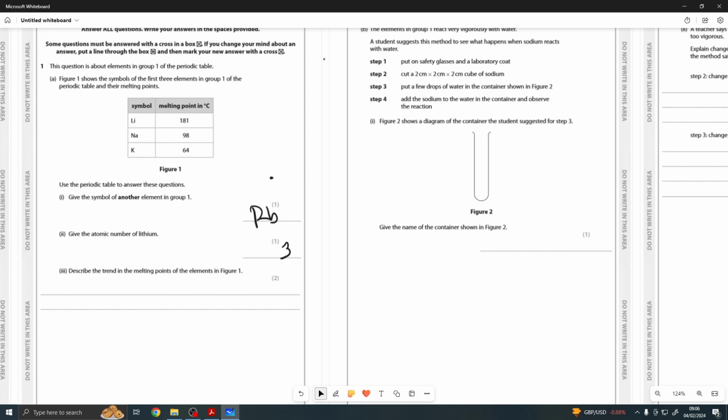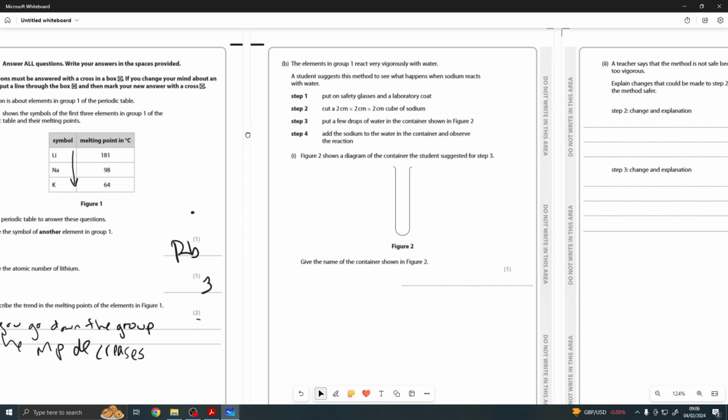Now it says, describe the trend of melting points of the elements in figure 1. It's 2 marks, so you're going to need to say 2 things. As you go down the group, what happens to the melting point? For 1 mark, as you go down the group, the melting point decreases. Okay, so that's what you've got to say. Brilliant. So 2 marks, 1 for each point there.